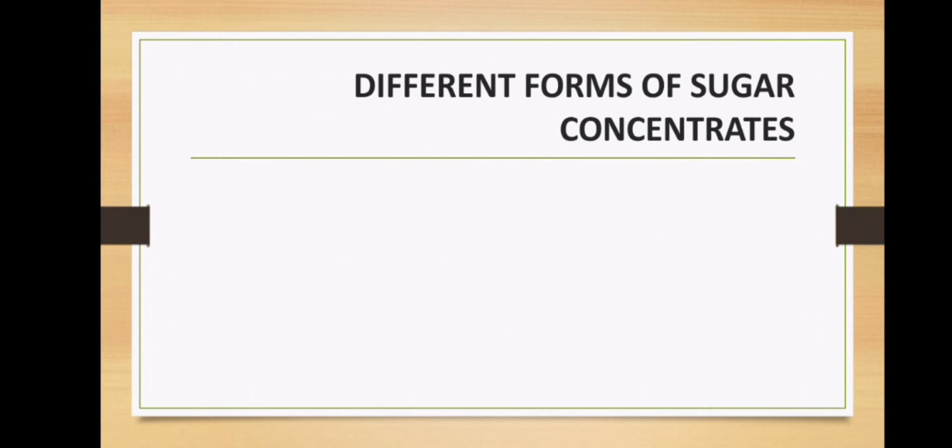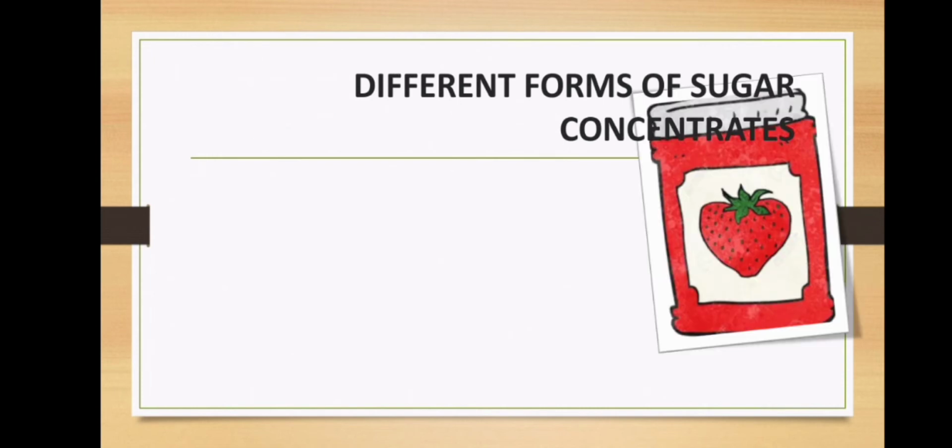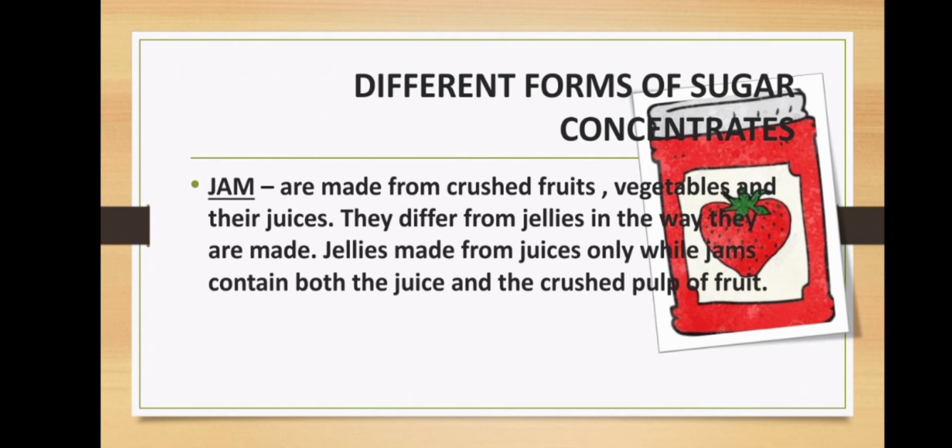Different forms of sugar concentrates. Jam. Jams are made from crushed fruits, vegetables, and their juices. They differ from jellies in the way they are made. Jellies are made from juices only, while jams contain both the juice and the crushed pulp of fruit.